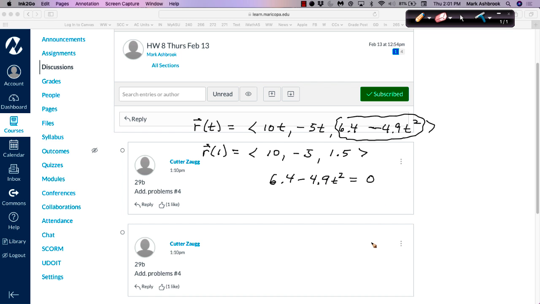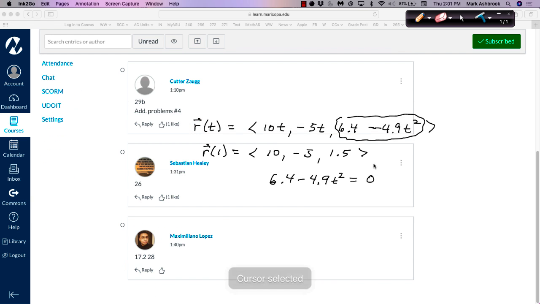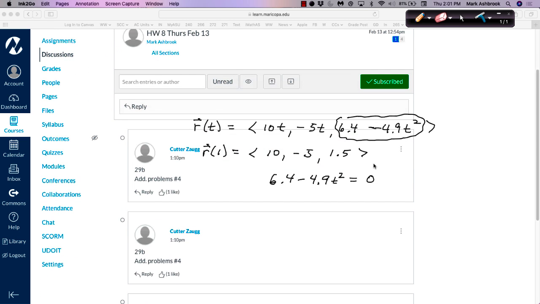I set the whole thing equal to 0. That's fine. Yeah, you're going to have a different value of t that's going to make each component 0. So hitting the ground is only about the z component. And then I think the last one is additional problem number 4. Any questions on that one?